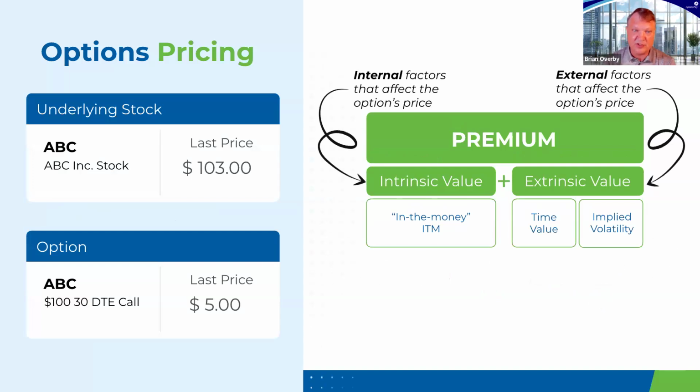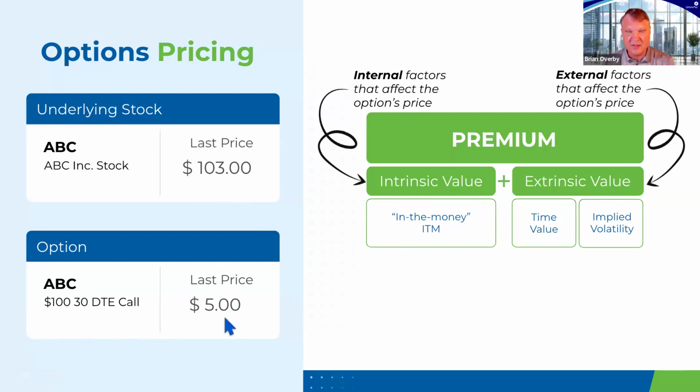Our stock is going to be a fictitious stock, ABC. And ABC is trading at 103. We look at the ABC 30-day, DTE stands for days to expiration, 100 strike call option. And we see that that is trading for $5. So in this instance, we have intrinsic value. Why? Because we see the stock is trading at 103, and we have a call option to buy the stock at 100. So if we exercised our right, we could buy the stock at 100, sell it on the marketplace at 103. That means that we have intrinsic value.